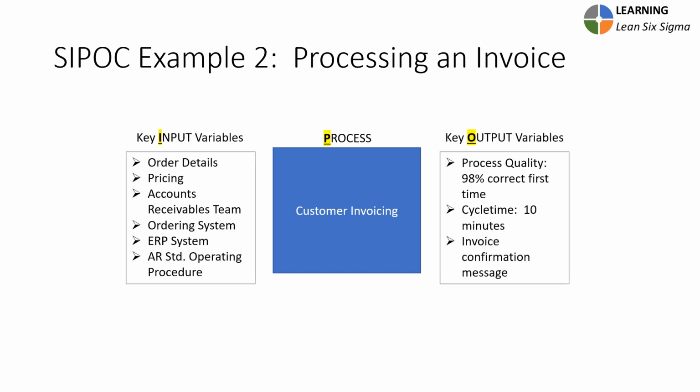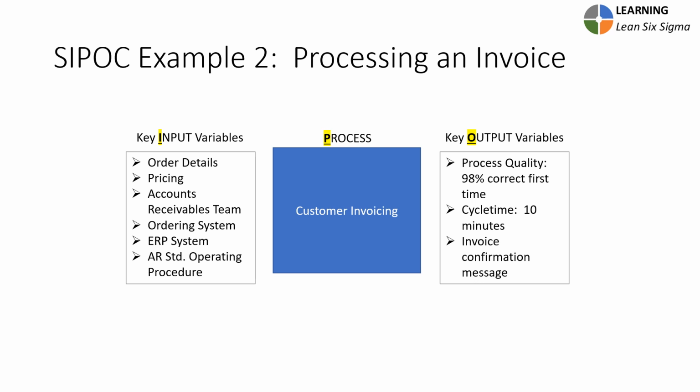So some input variables might be, of course, the order details, the quantity and the things they ordered, the pricing. Like our previous example, unless this is an automated process, I need a person to do the invoicing process. So I might have my accounts receivable team member. I might be accessing the ordering system, the ERP system. I might be accessing my accounts receivable standard operating procedure that tells me exactly what to do.